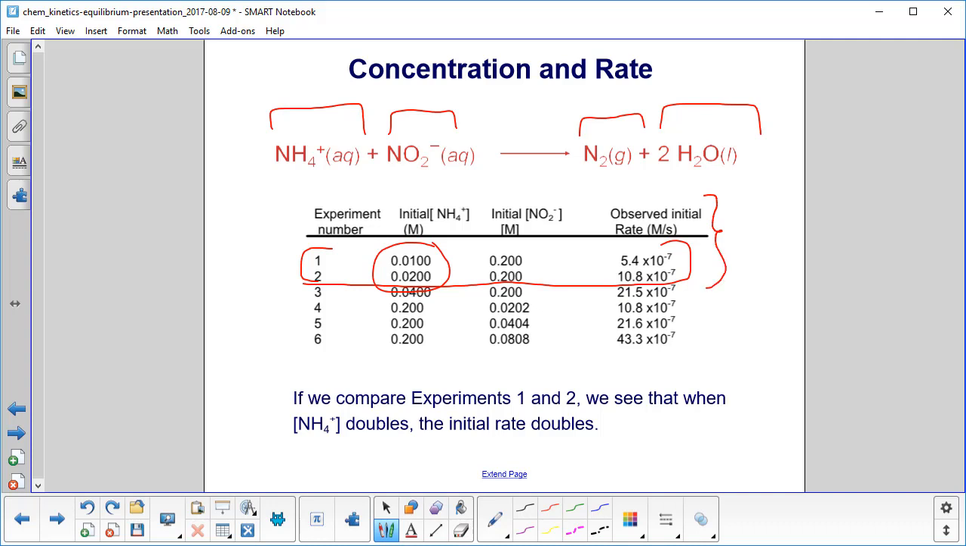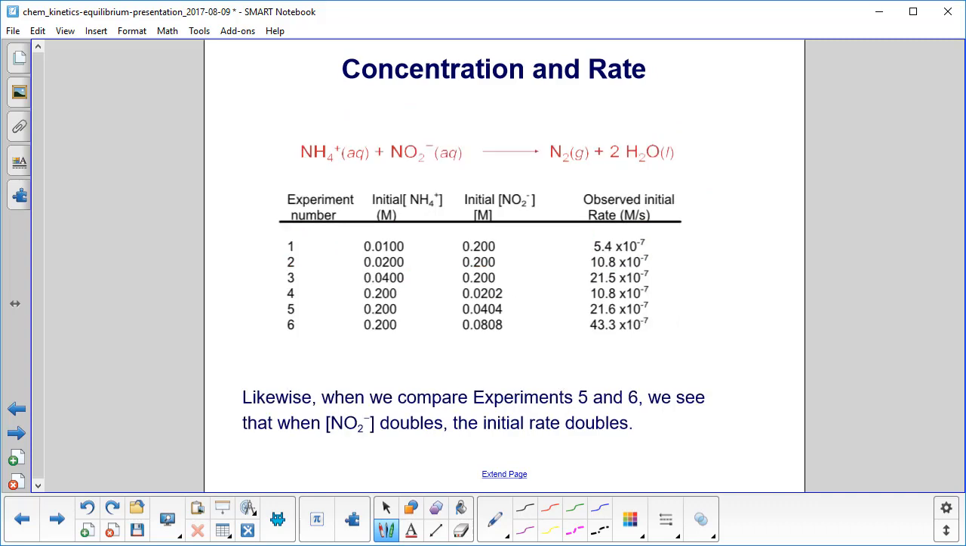And we find that for the first experiment, it was 5.4 times 10 to the minus 7. For the second, it was double that. So when the concentration of the ammonium doubled, the initial rate also doubled. Let's go to experiments 5 and 6. So let's draw a line here.